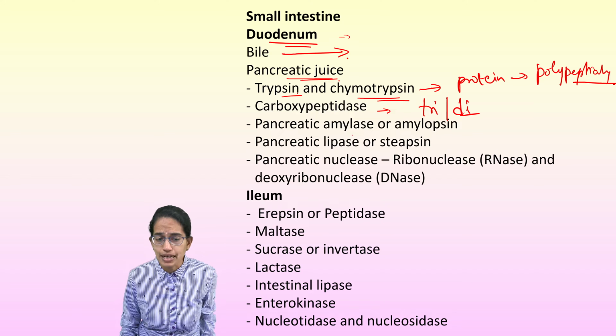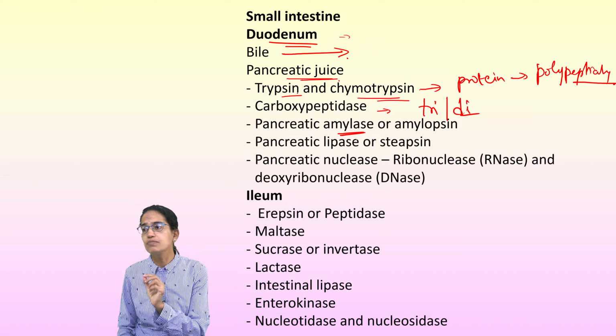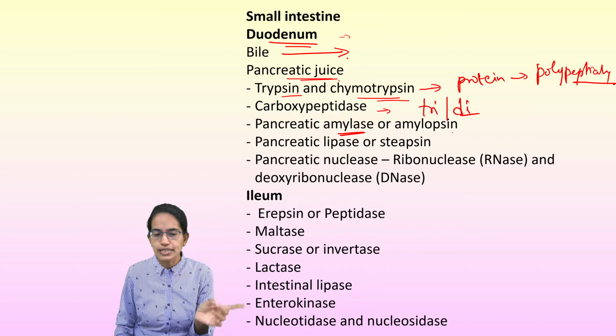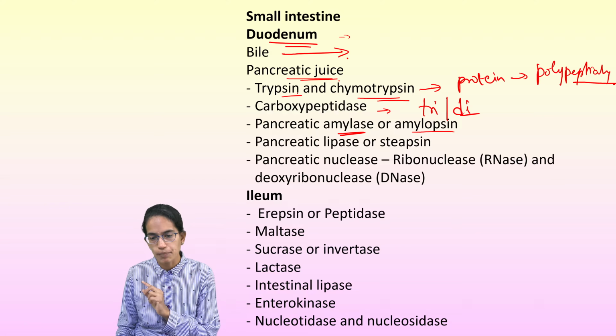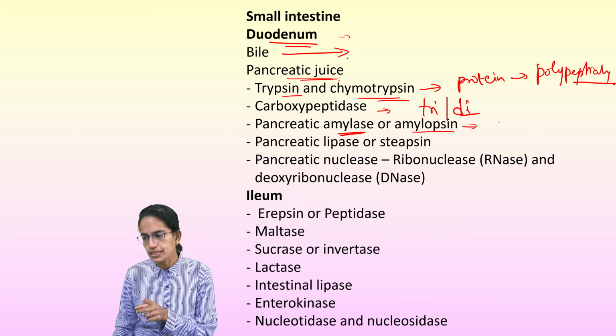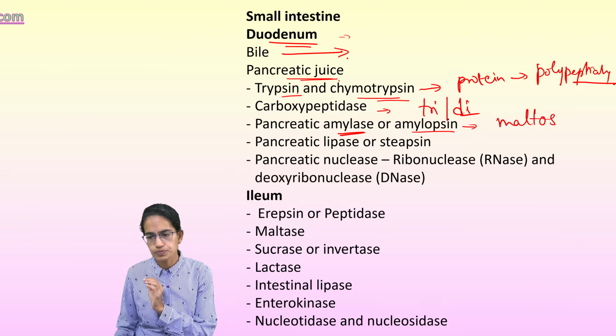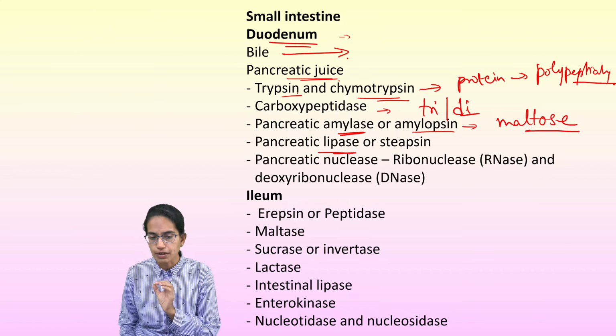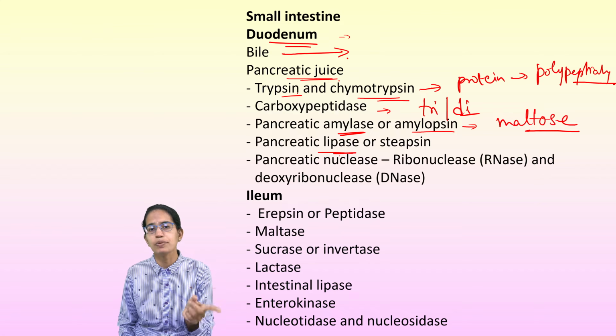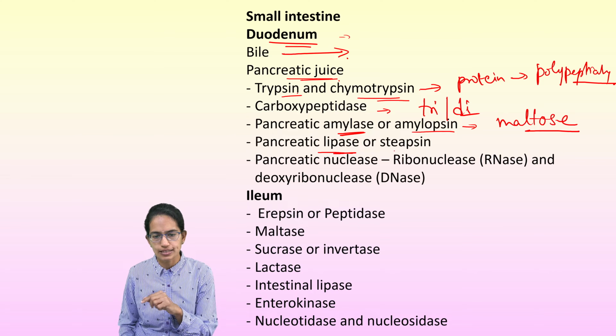Now, pancreatic amylase. Amylase, wherever it comes, is breaking down starch. Pancreatic amylase is also known as amylopsin, and this breaks down the starch and glycogen into maltose. The next is pancreatic lipase. As the name suggests, lipase breaks down fat into fatty acid and glycerol. It is known as steapsin.